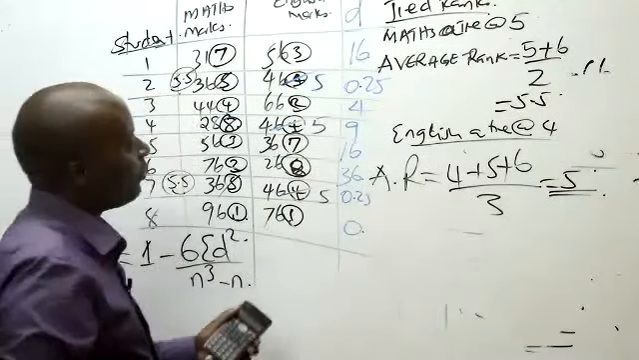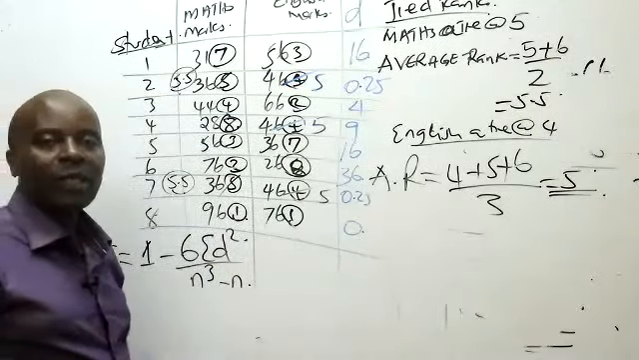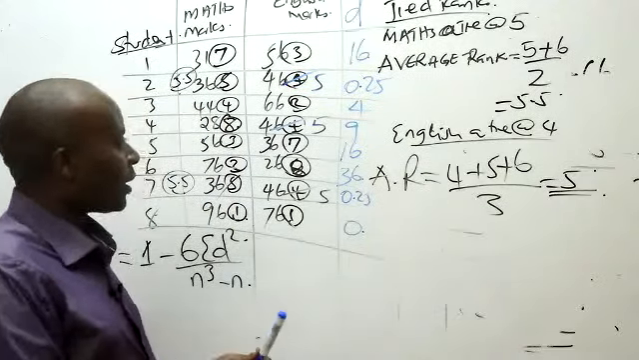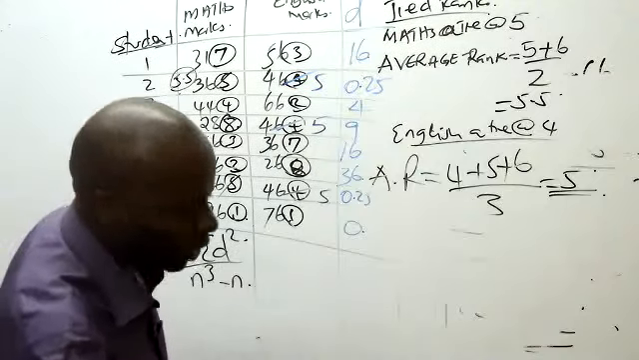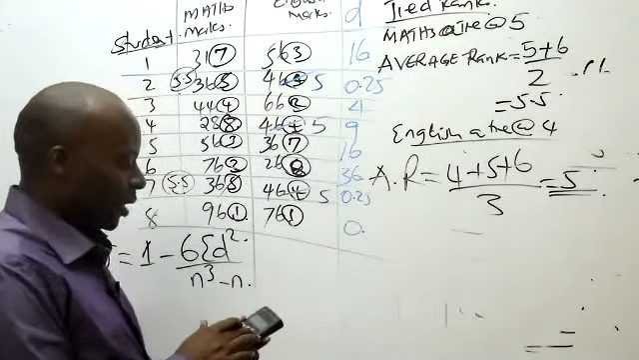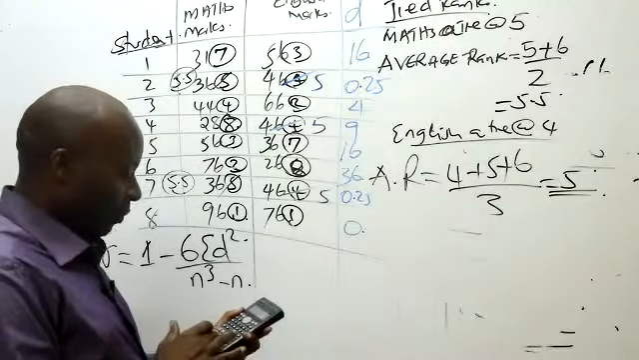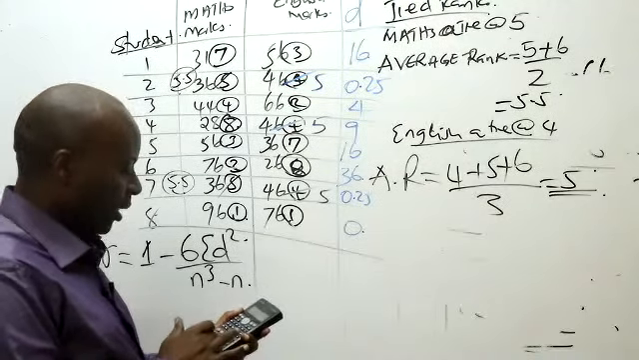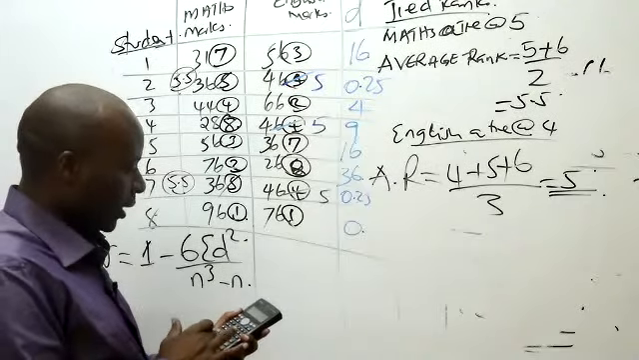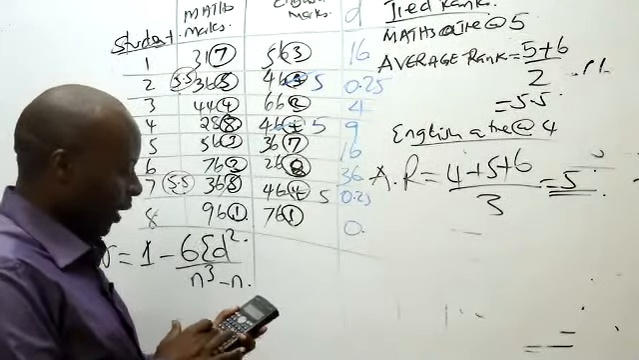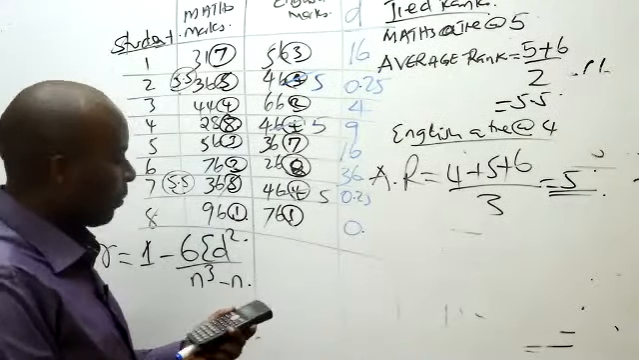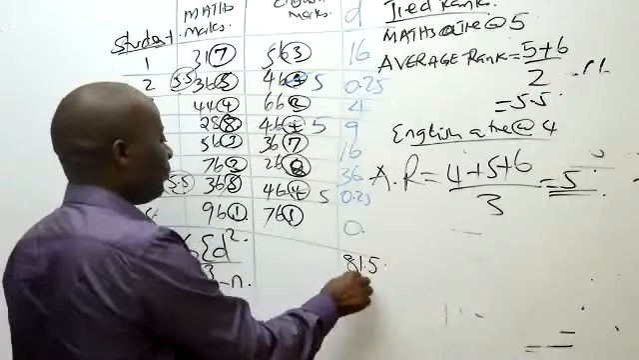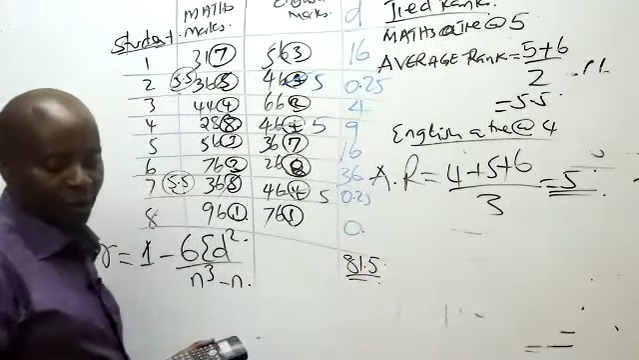So after I've gotten this d squared, I want the summation. So come and sum this for us. What do we have? We have 16 plus 0.25 plus 4 plus 9 plus 16 plus 36 plus 0.25, giving us 81 point what here? 81.5. Thank you very much.